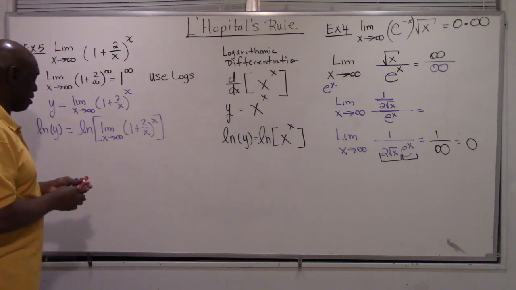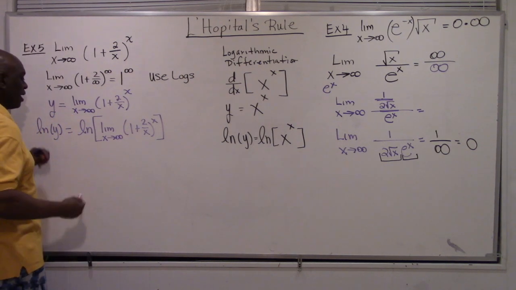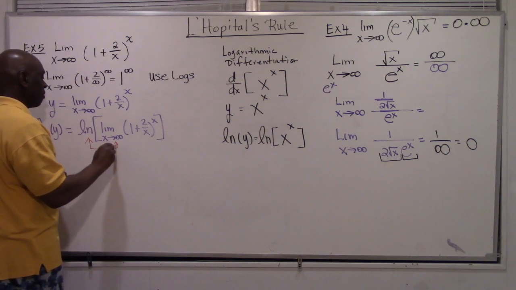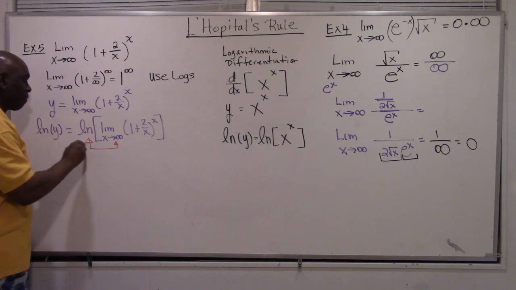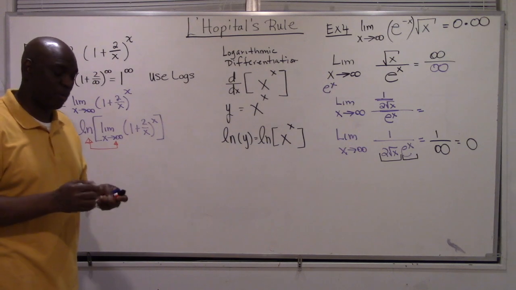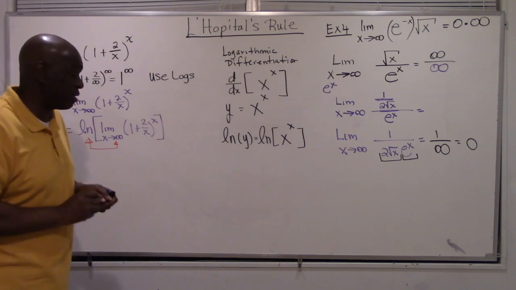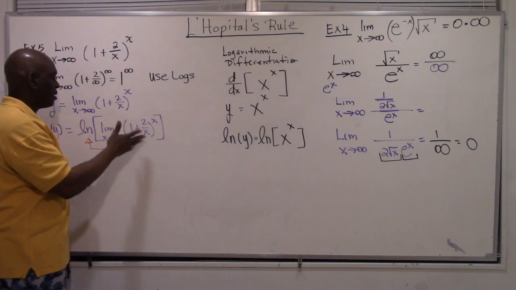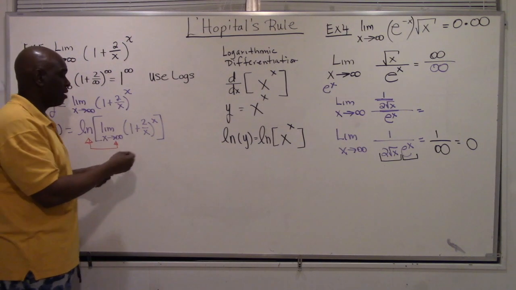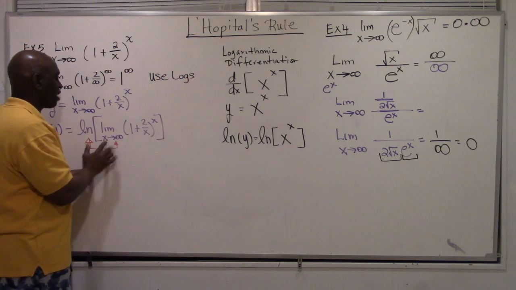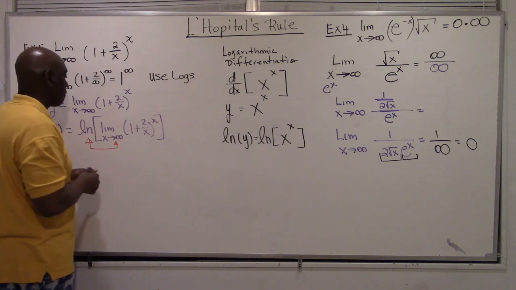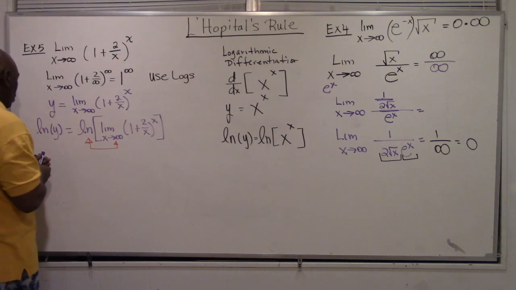Okay, now I'm going to switch the natural log and the limit as x goes to infinity. I'm going to bring the natural log in, and bring the limit as x goes to infinity out. You can do that because our function here is continuous. No holes, no gaps, it's not piecewise. It's continuous as x goes out toward positive infinity, so we can switch it.